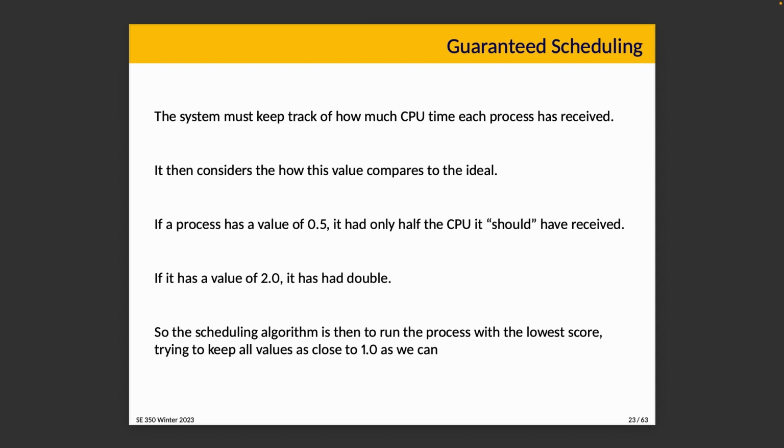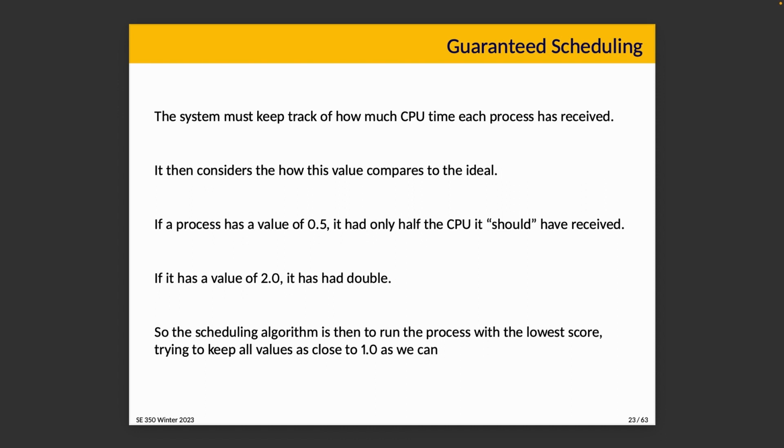So to make that happen, right, the system is going to have to keep track of how much CPU time each process has received and then compare that to the ideal, right? Where the ideal is represented as a value of 1.0, that would be 1 share of the CPU time, and if its actual CPU time is significantly less than that, this process hasn't received as much CPU time as it should have, and therefore it should increase in priority such that it does get that share of time.